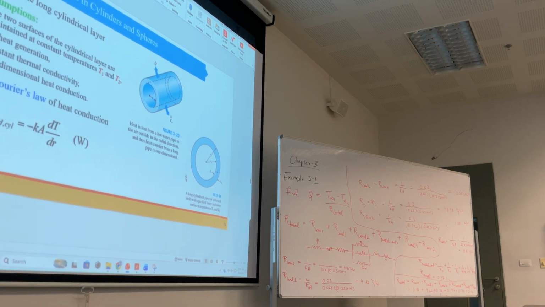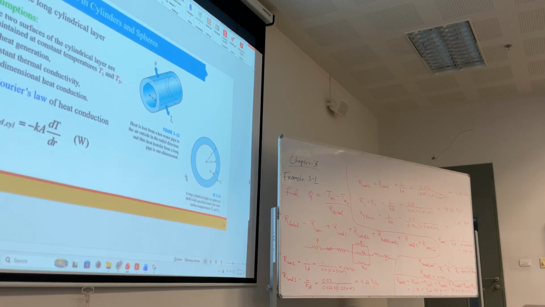you first divide this by 0.25. Per meter square? Yes, per meter square. Or you just leave it here, that's fine.